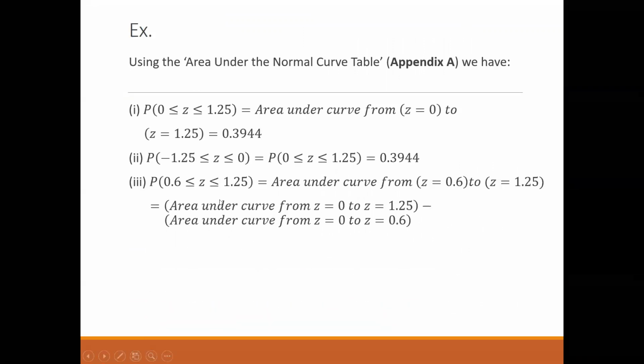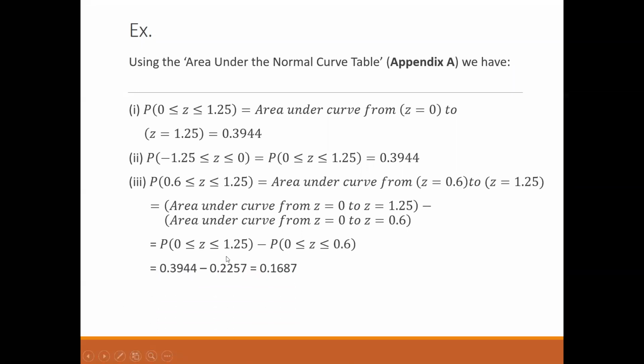Fine. And that's the reason you can see this area under the curve Z from 0 to 1.5. I have used the minus sign here, minus the area under the curve for 0 to 0.6. And this will give me this answer. Now, how do I get this answer?